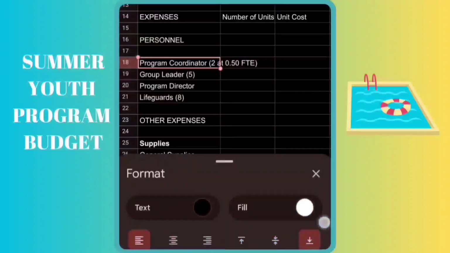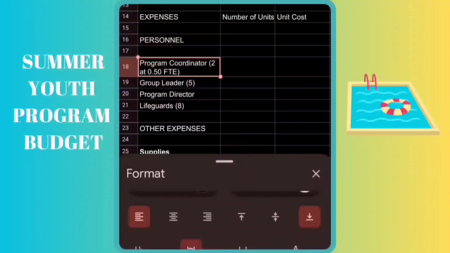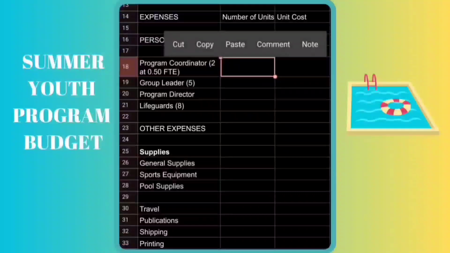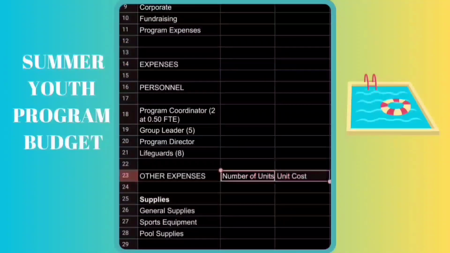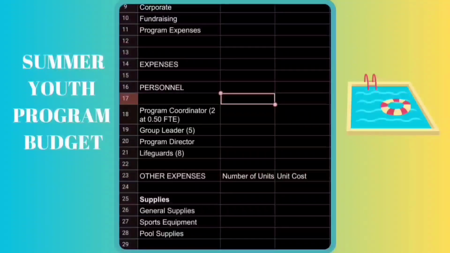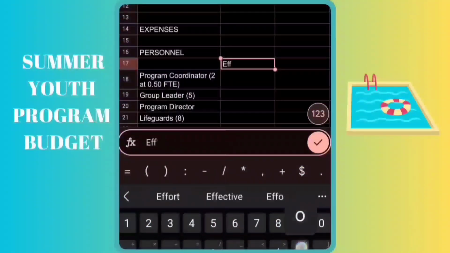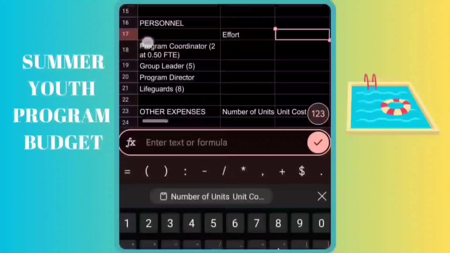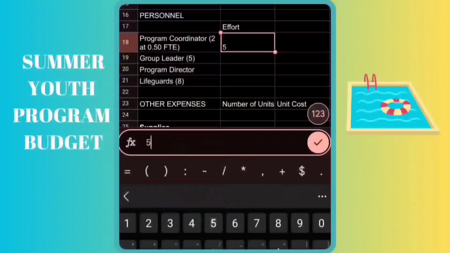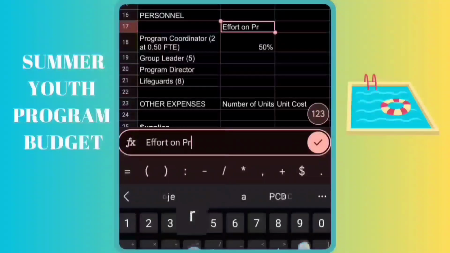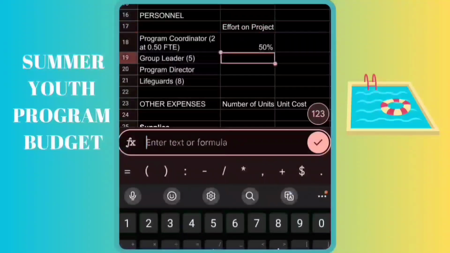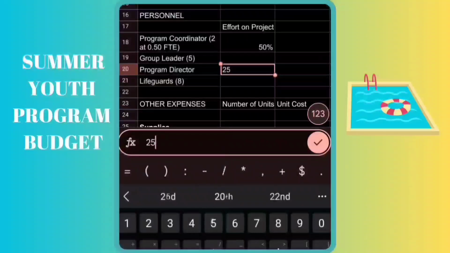We also have to figure out the various personnel expenses. FTE stands for full-time equivalent. So will your program coordinators be a full-time staff member, or do they work 20 hours a week throughout the year? Maybe they're only there 6 months of the year. Another way of looking at their effort is in percentages. So in this case, whether the program coordinator is full or part-time, what percentage of their time do they spend on this project? The project being the summer camp.